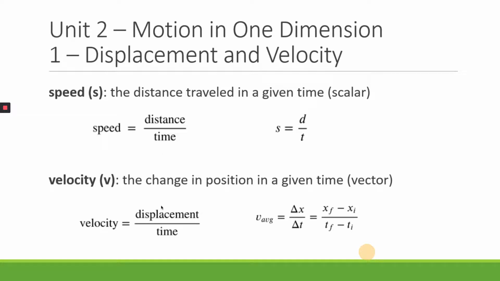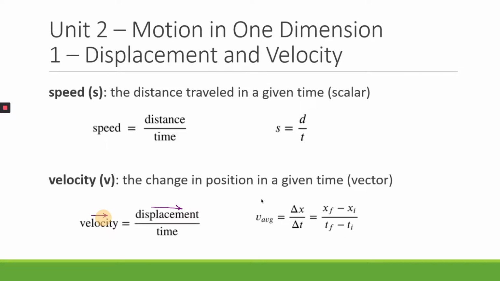Velocity, on the other hand, has displacement in it, so that's a vector. So if we're inputting a vector here, then we're going to get a vector output. So if we traveled whatever it was, 10 kilometers east, then your velocity is going to be east, right? So that's going to follow through.